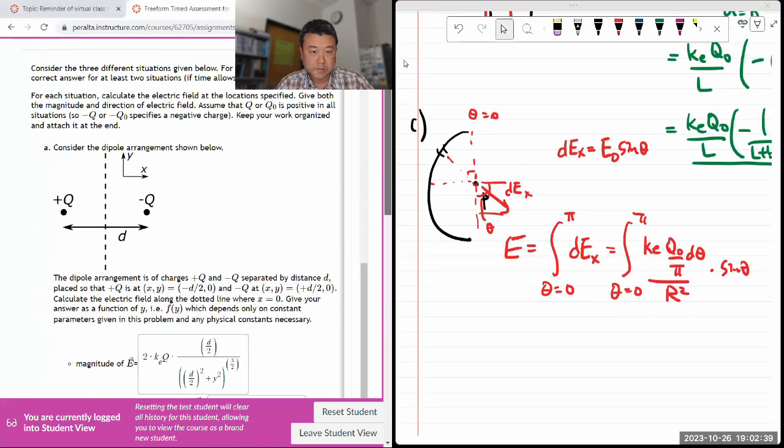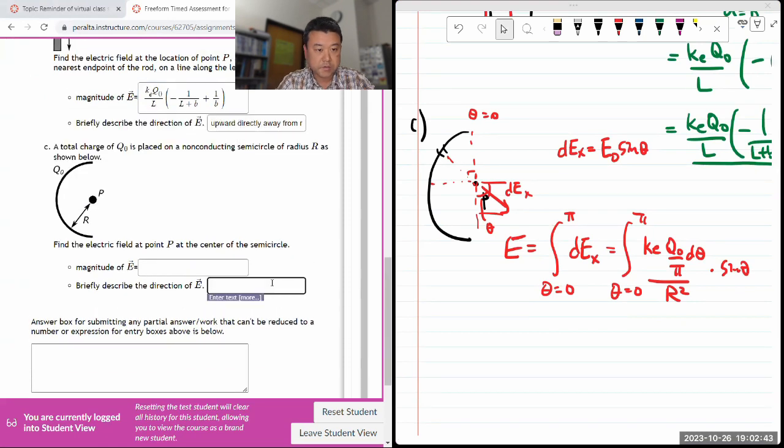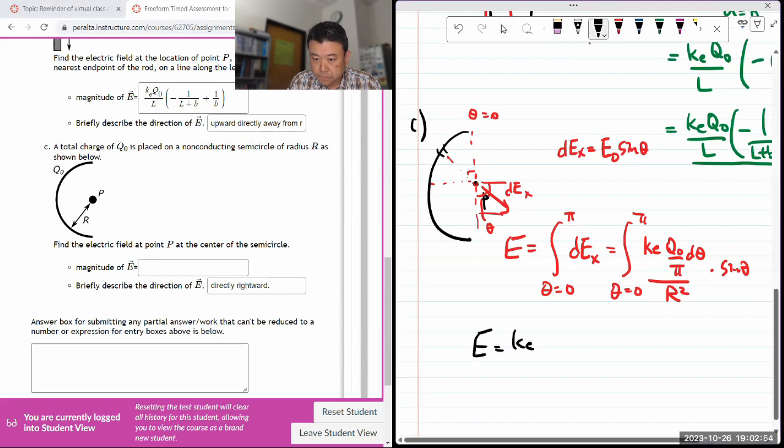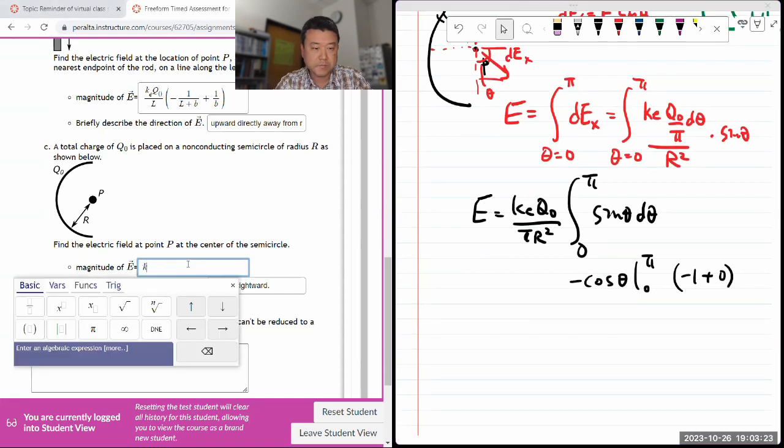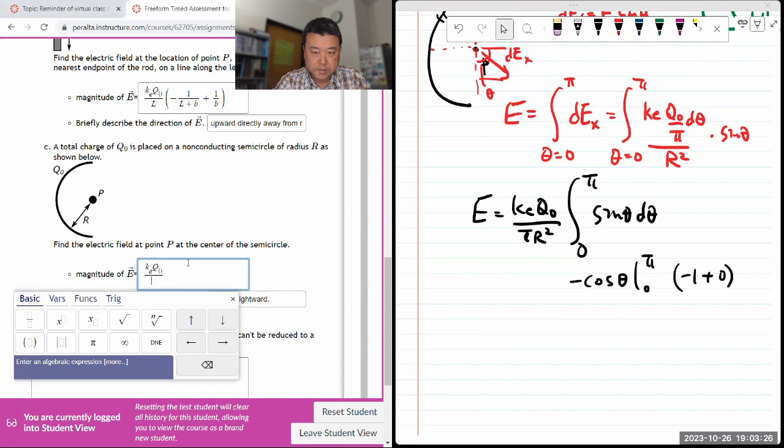How much time do I have left? Okay, 1 minute. So direction, that's directly rightward. Well, doesn't sound right. Maybe there's a numerical factor I might be missing, but let me put in something within the time limit.